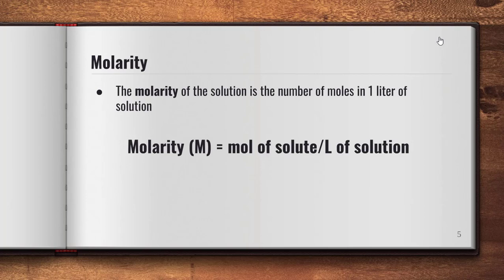It's almost kind of like a density type formula. Molarity is given a unit of capital M that represents moles per liter. So I could give you moles, I could give you liters, I could give you grams, I could give you milliliters. There are lots of different ways that we can create and calculate concentration problems.